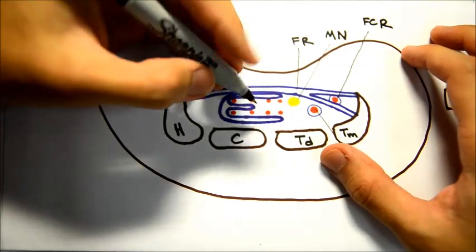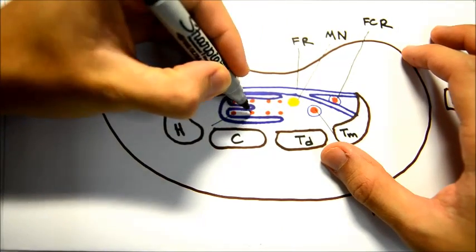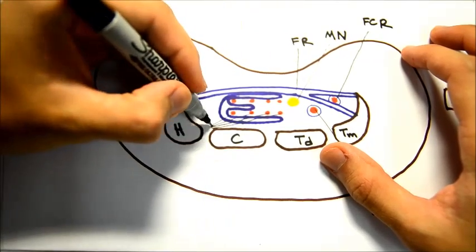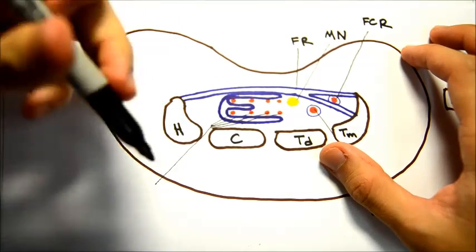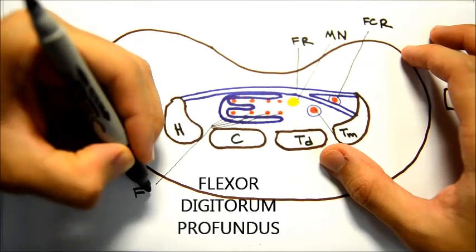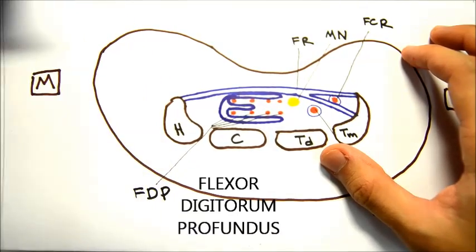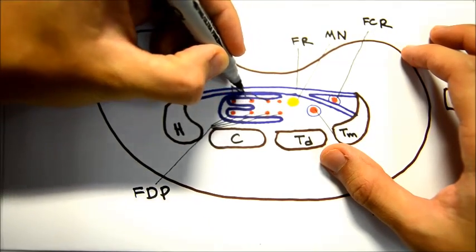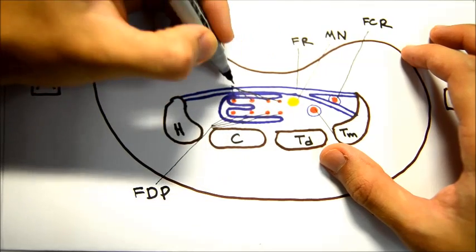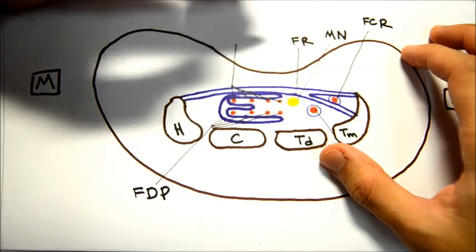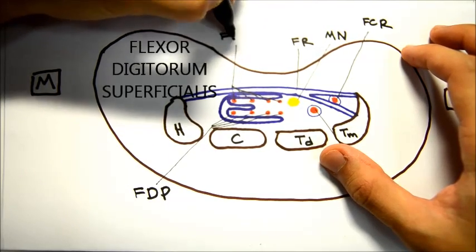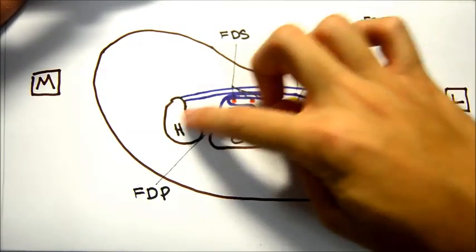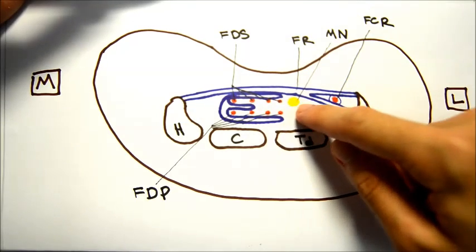On to the labeling, we have these 4, 1, 2, 3, 4. All these 4 tendons are basically the flexor digitorum profundus. And then these 4 structures above it are the flexor digitorum superficialis. This is basically the structures forming the carpal tunnel and the structures inside the carpal tunnel itself.